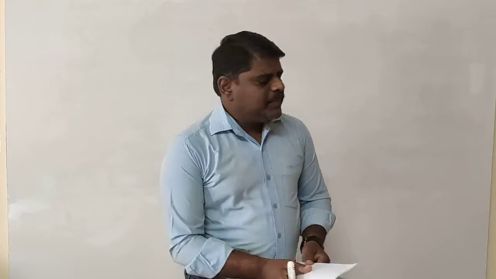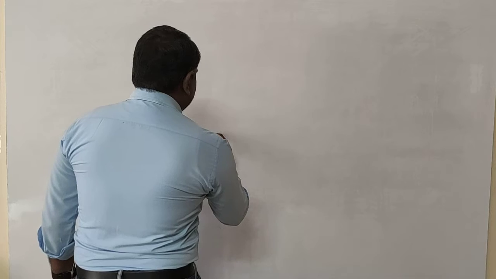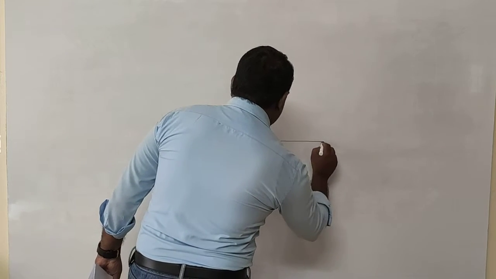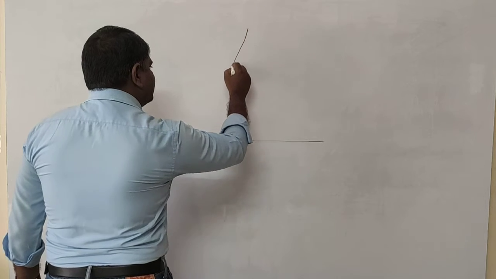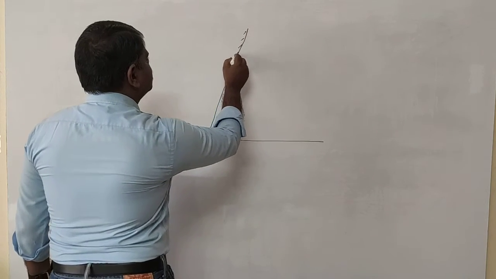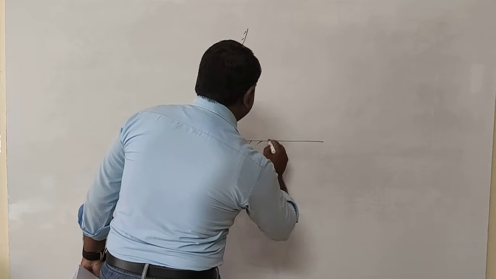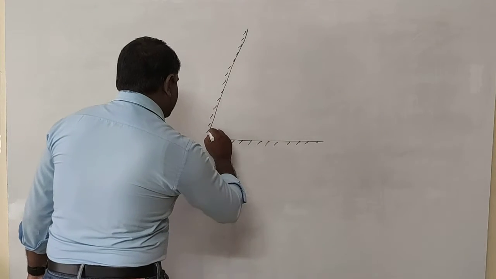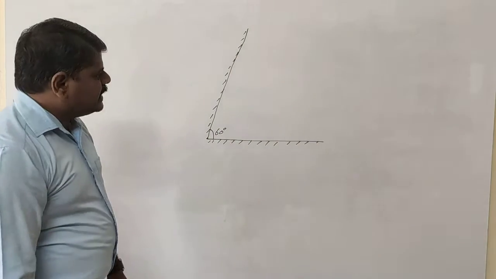Let us draw the diagram. It will help you to understand what is going to happen. Let us say you take two mirrors. This is one plane mirror in the horizontal direction, and another mirror you take in this direction. This is the horizontal mirror, and the angle is given as 60 degrees. How much angle is given? 60 degrees.